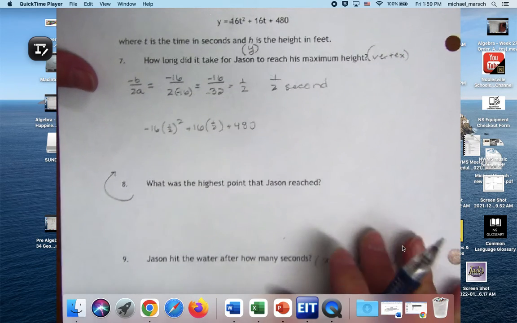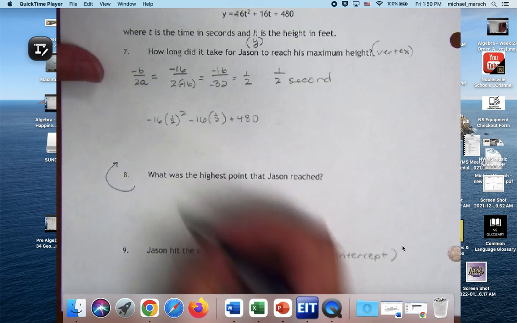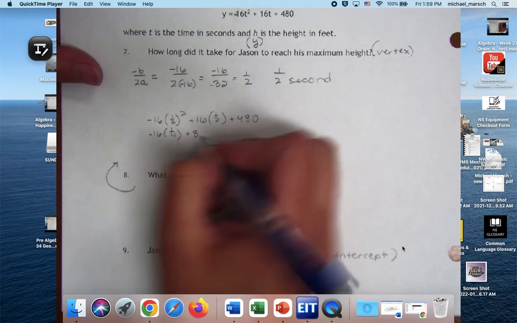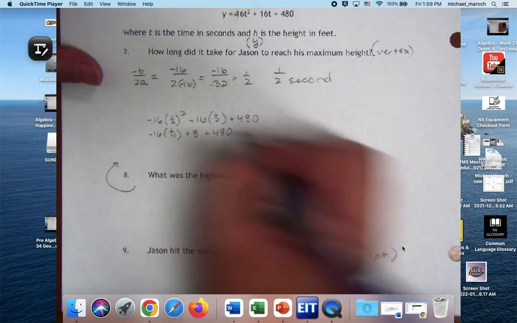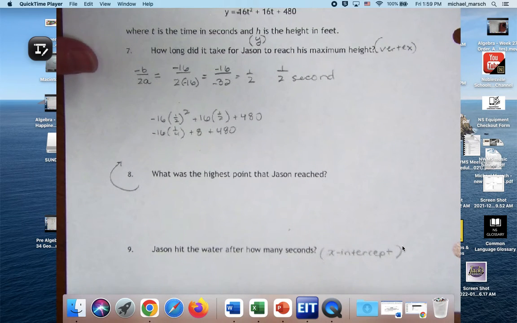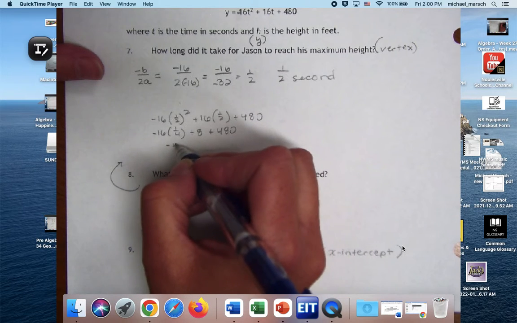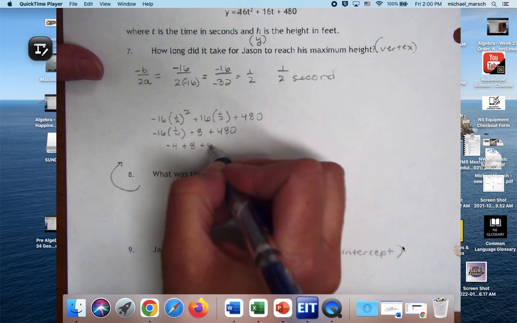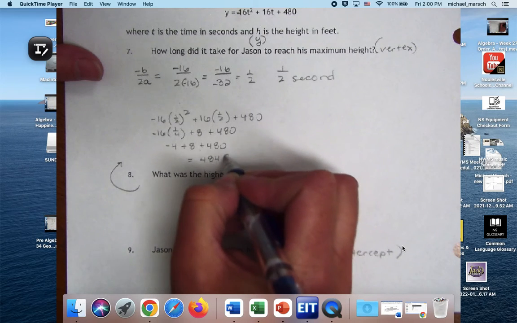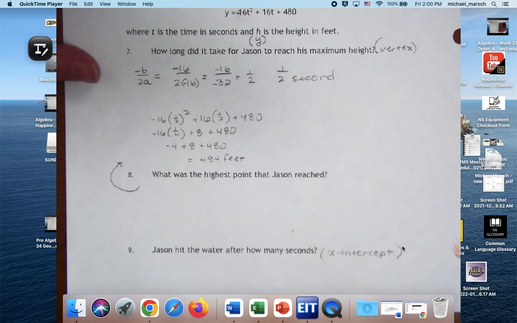That's a very high cliff. Wow. Negative 16 times 1/4 plus 8 plus 480. So that's going to be negative 4 plus 8 plus 480 equals 484 feet. That sounds terrible.